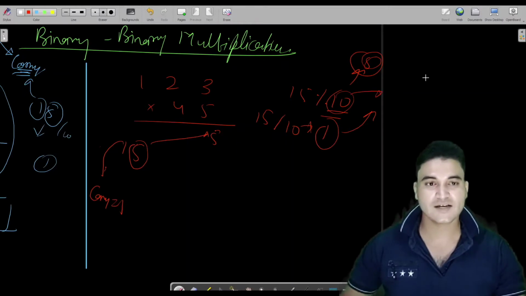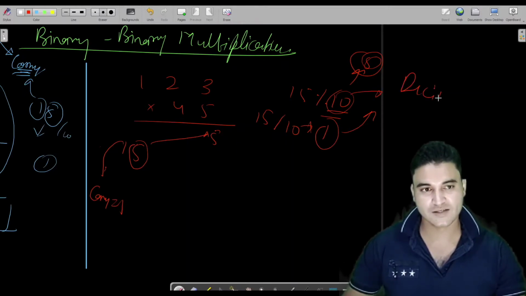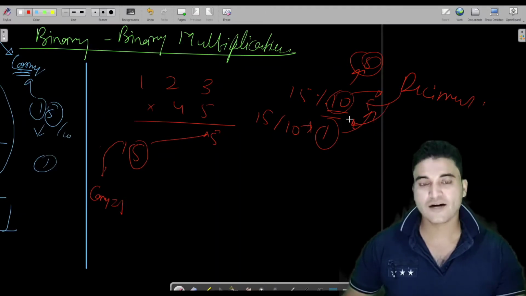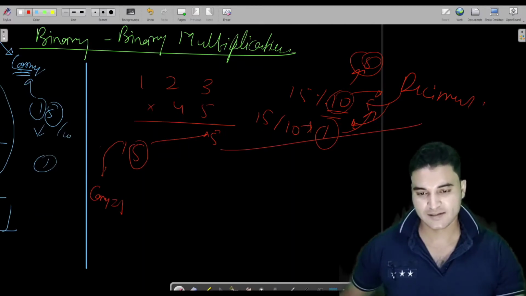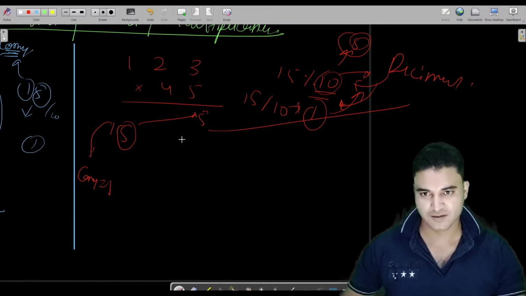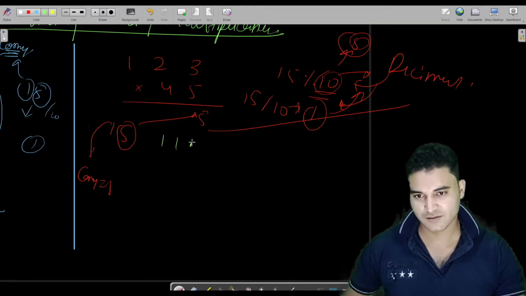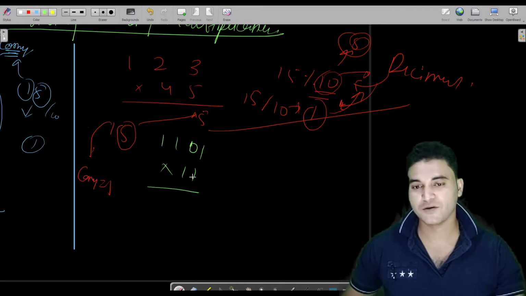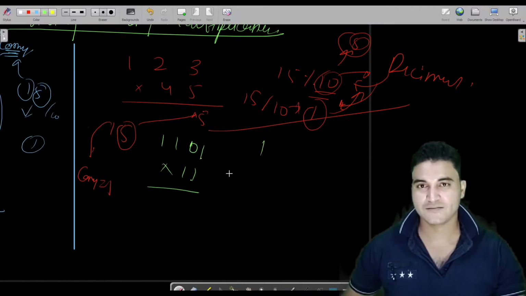Because 10 was the base of decimal. That's why we used to take the remainder and divide with 10. So why is it wrong? Let me explain. Let us say we are writing the multiplication of two binary numbers. So what would you do? 1 1 0 1 and 1 1. You have to multiply these two numbers. 1 into 1 is 1. So can you guess, if you take the remainder of this, of course you would get 1.